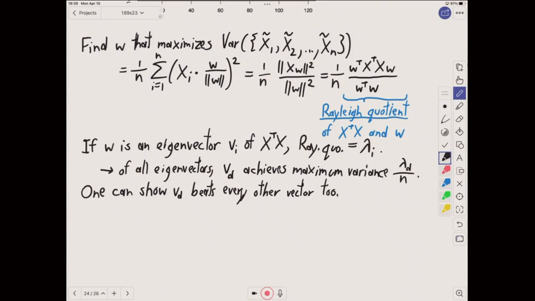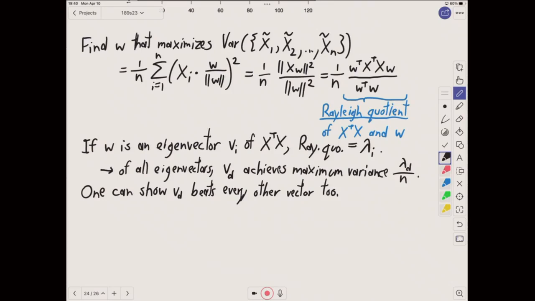And this is not a difficult proof. I just don't have time to go through it. But if you want to see the proof of that, look up Rayleigh quotient in Wikipedia. It is there. The short intuition is that because every vector W is a linear combination of the eigenvectors, then when you plug in any W, you're always going to get a number between lambda_1 and lambda_d. You can never go over lambda_d.